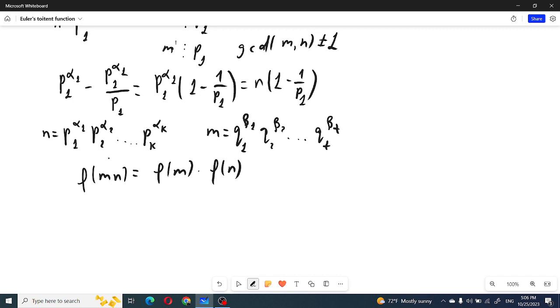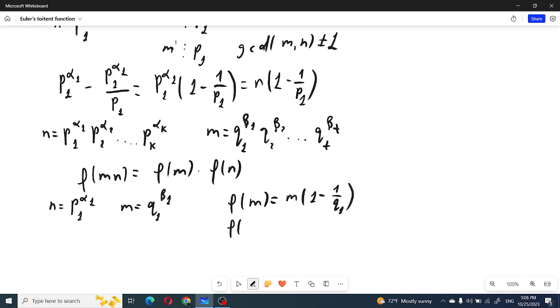And to show this, imagine that n equals p1 to the alpha 1 and m equals q1 to the beta 1. So by using our formula, f of m must be m times (1 minus 1 over q1), and f of n must be n times (1 minus 1 over p1).